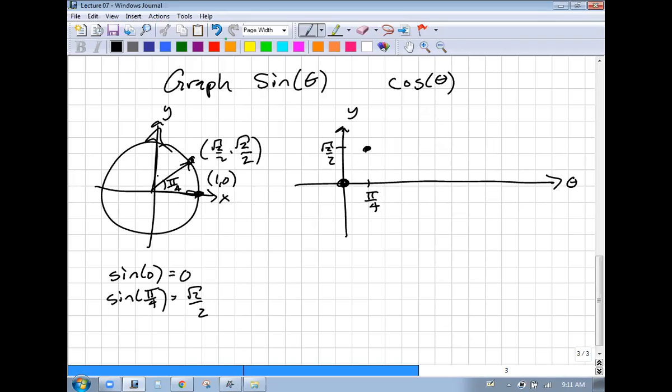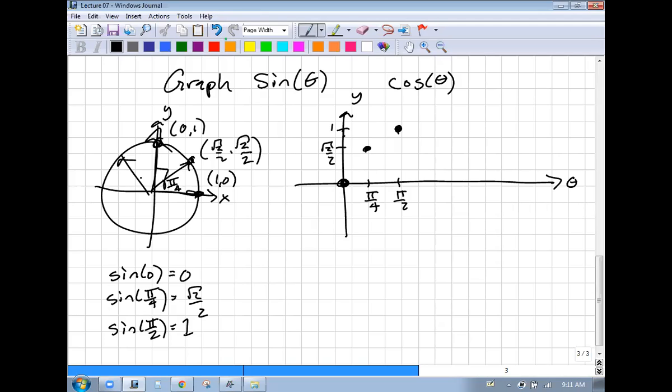Let's keep going. What about pi over 2? Sine of pi over 2. Well, the y value there is 1. So at pi over 2, let me move this up a little bit, I'd have to go up to 1. So put a dot, right?